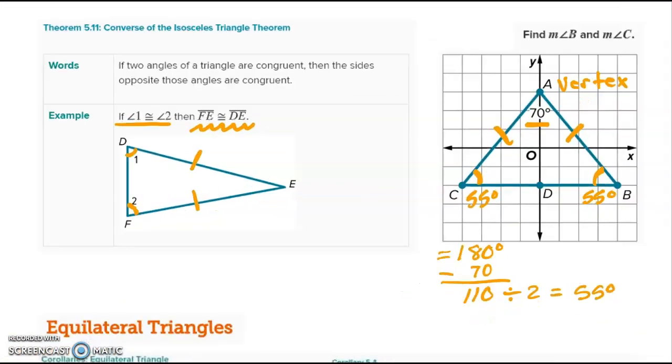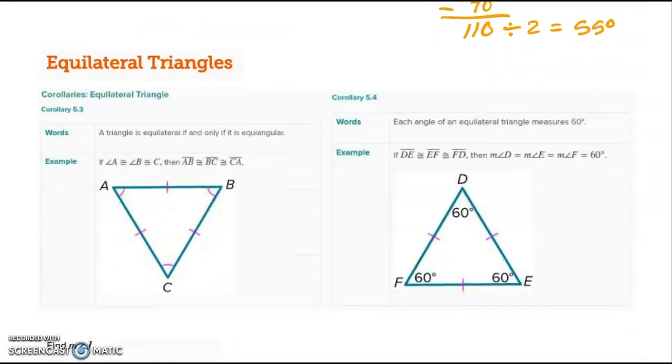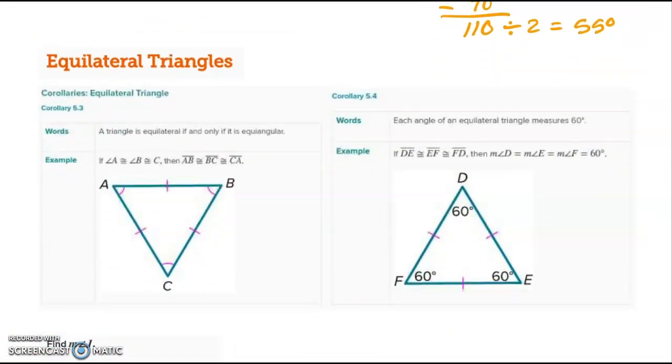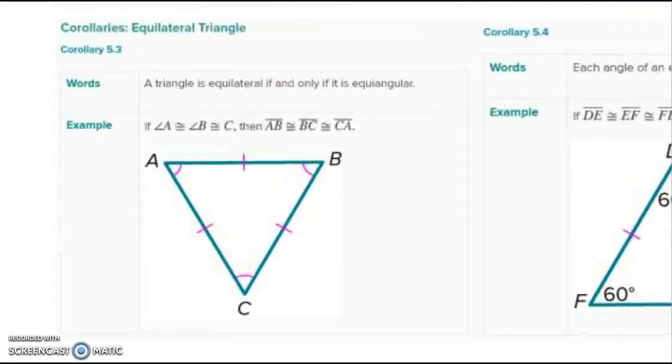Okay, and then before we get into any further examples, the other special type of triangle we're looking at today is an equilateral triangle. So much like a square is a special type of rectangle, an equilateral triangle is a special type of isosceles. So this goes both ways as well. This is kind of your perfect triangle.